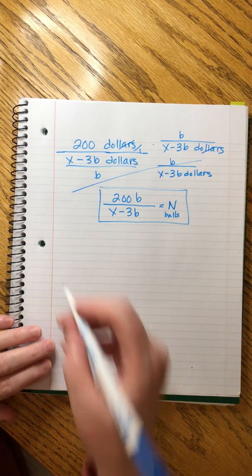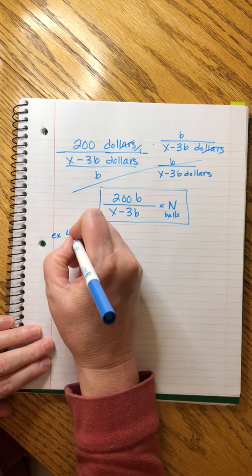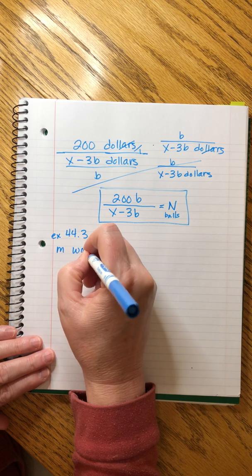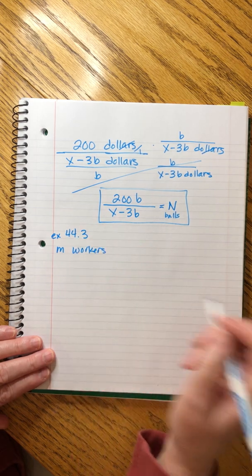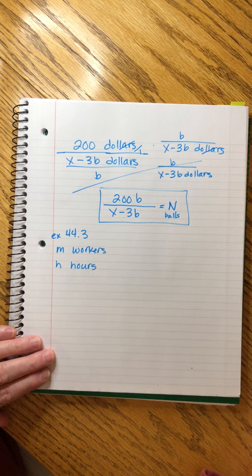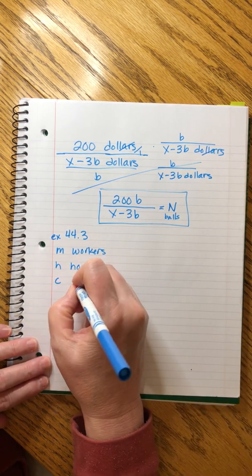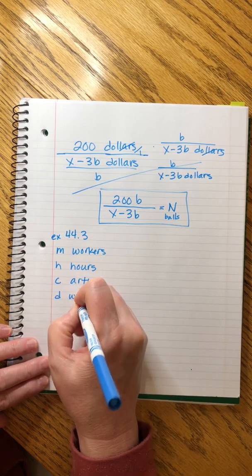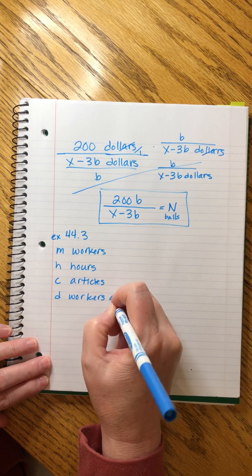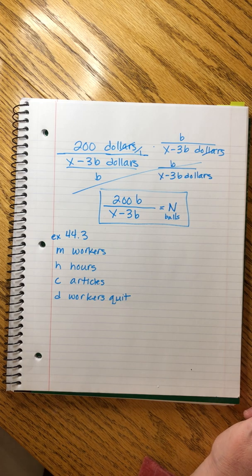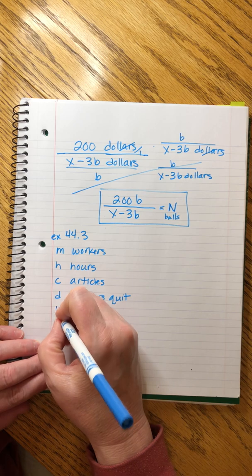Okay, let's try another one. On an assembly line, M workers worked H hours, clever with the letters there, to produce C articles. If D workers quit, how many hours would the remaining workers have to work to produce the same number of articles?